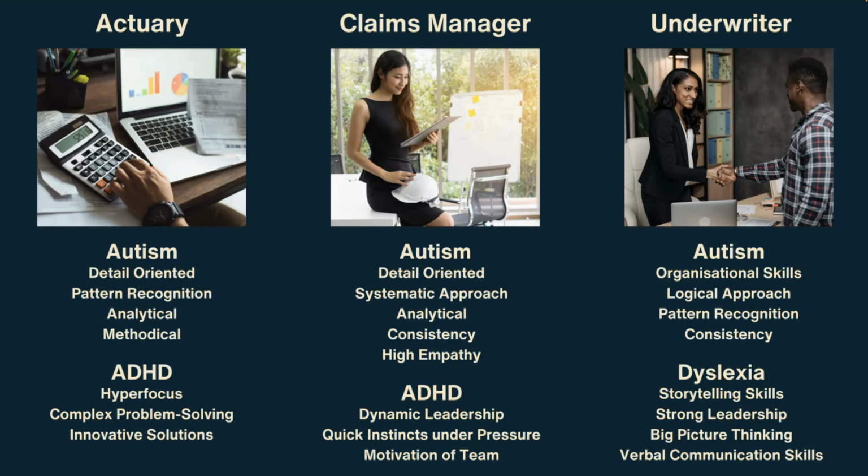For example, autistic people tend to be very detail-orientated. They have pattern recognition skills and systematic logical approaches, meaning that they could be very well suited to actuarial, claims, or underwriting roles. Those with ADHD could enter hyperfocus and be very productive. They tend to work very well under pressure and can bring forward innovative solutions, meaning that actuarial or claims roles could be a great fit. And finally, dyslexic individuals tend to have good storytelling and verbal communication skills. They can be strong leaders and have great big picture thinking. Underwriting roles could be a great match for them.